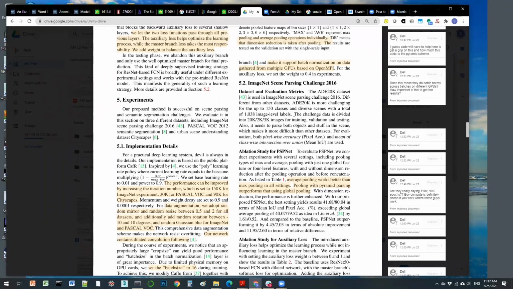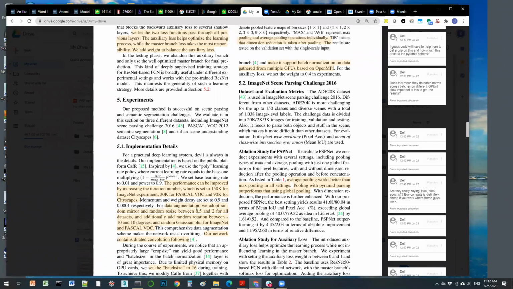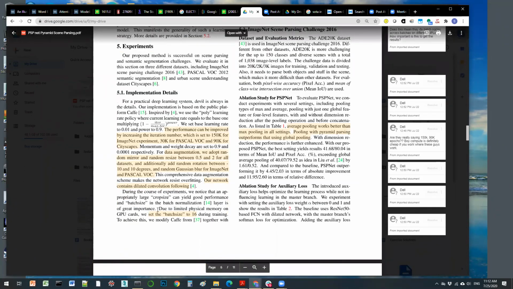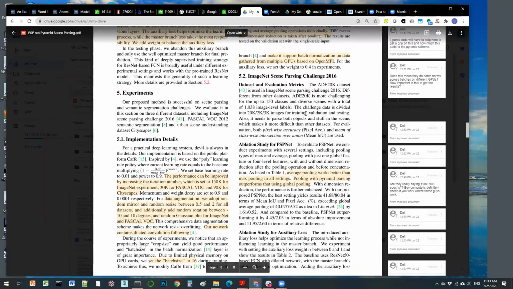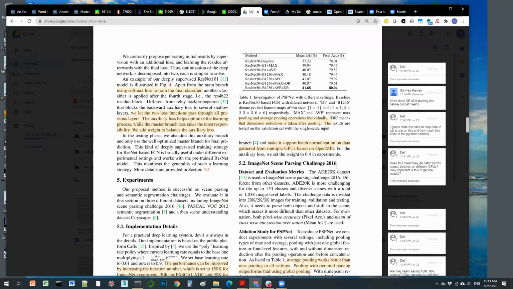So but how do you know that? Can you not keep the batch size of 16 and just do it on one GPU? You won't be able to hold it in memory. You won't be able to, is what they're saying. Due to limited physical memory on GPU, we set the batch size to 16, and they then modify Caffe and make it support batch norm using OpenMPI, which means they've actually screwed with the framework to get this to work. But I don't know.